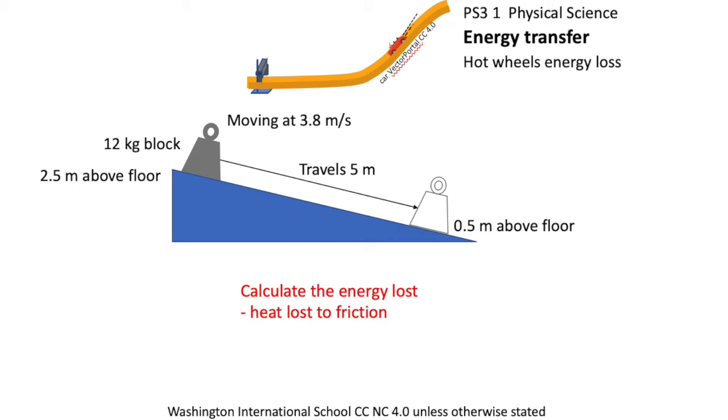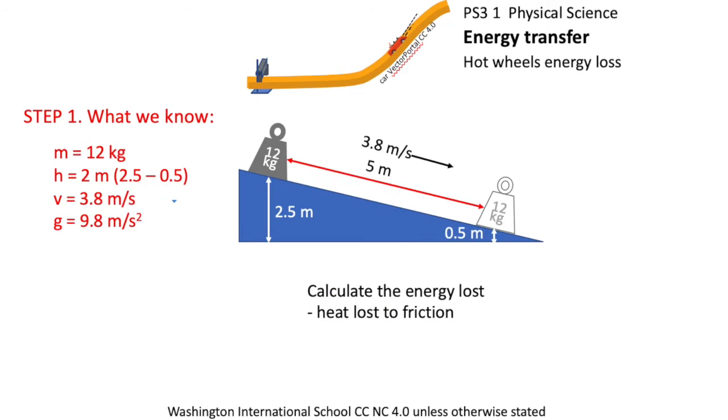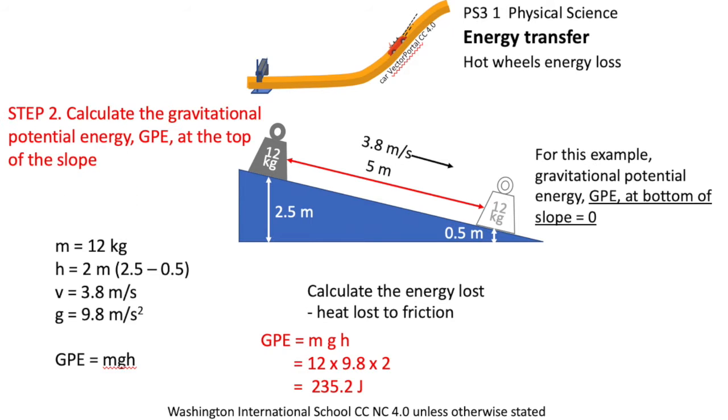We've got a block with a velocity, the distance it's traveling, and the ramp height, and we calculate the energy lost as heat due to friction. Step number one, write down what you know. I always put the initials down so it makes equations jump out at you.